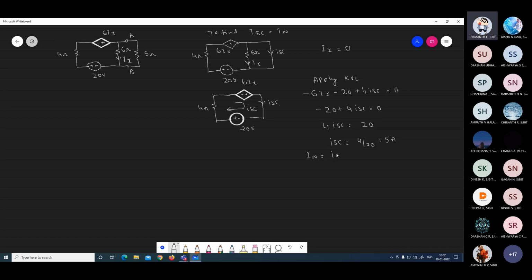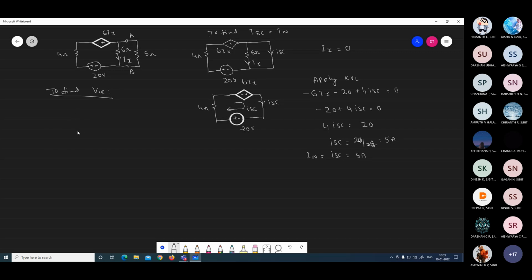Short circuit current is 20 by 4, that is 5 amps. Is it clear? Next, what to do to find the open circuit voltage that gives your Thevenin voltage.